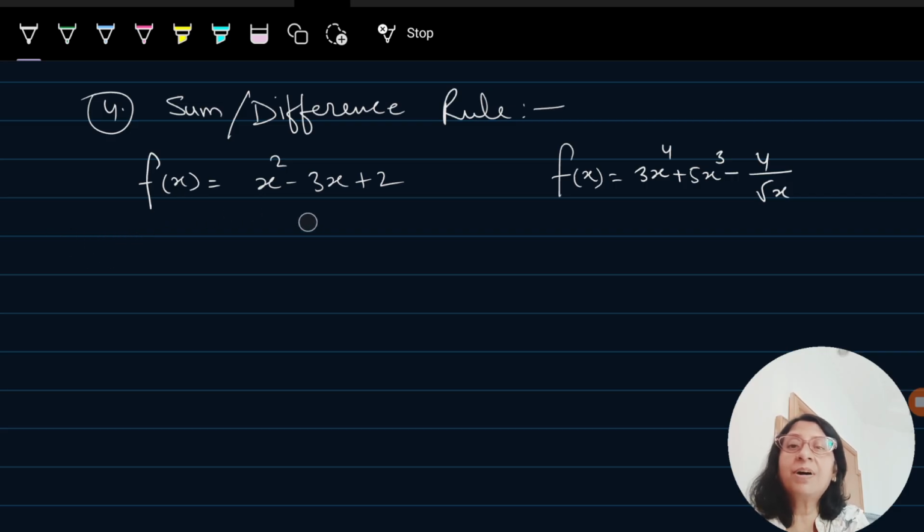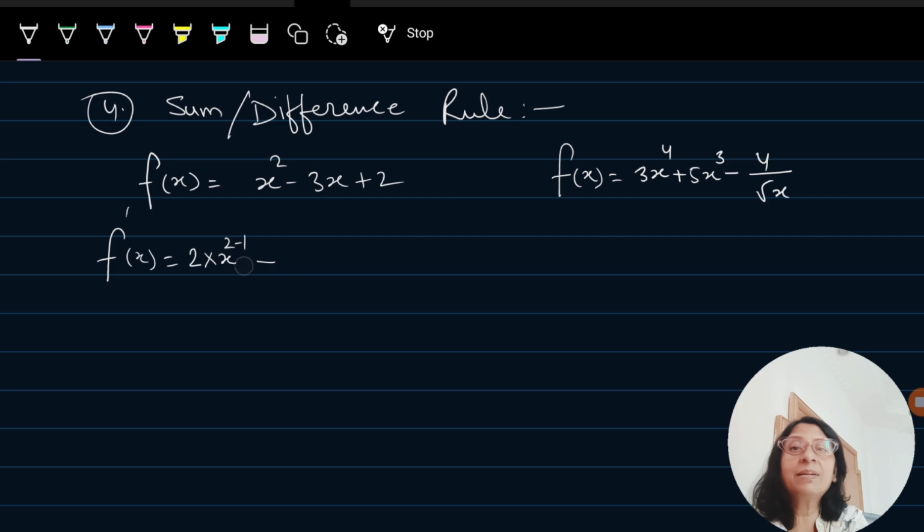So here the function is x square minus 3x plus 2, right? So what will we write here? The derivative of this function is equal to, look at this, x square. As we did in the power rule, we have to write n into x raised to the power n minus 1. So we will write here 2 minus 1, right?